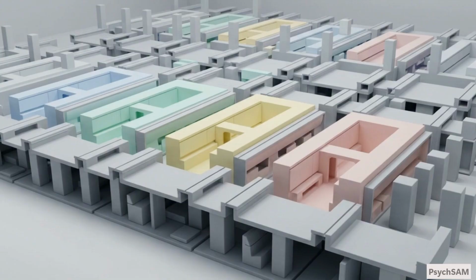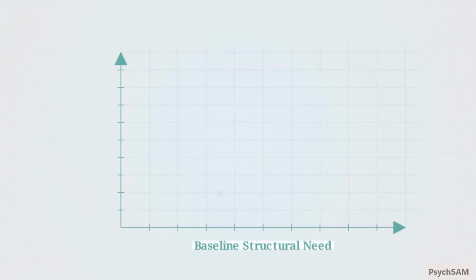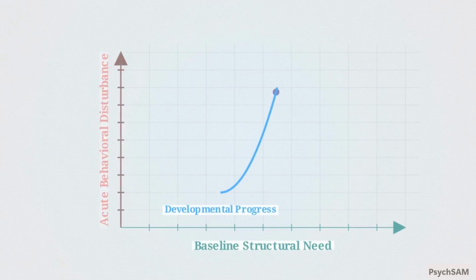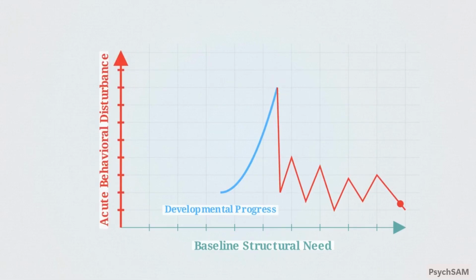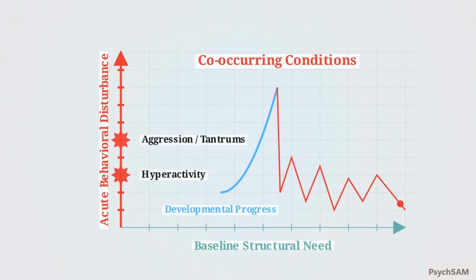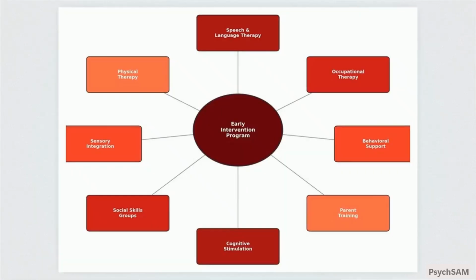But a stable structural baseline is often not enough. Even when a child's environment is perfectly calibrated, their progress is frequently derailed by the acute symptoms tracked on the y-axis. These are the manifestations of co-occurring conditions: severe hyperactivity, acute aggression, self-injury, and highly rigid behaviors. These symptoms act as physiological barricades.